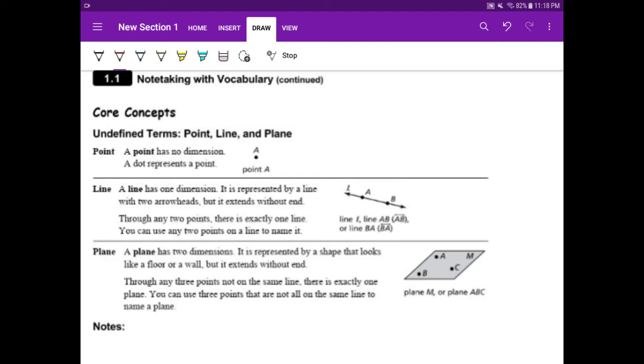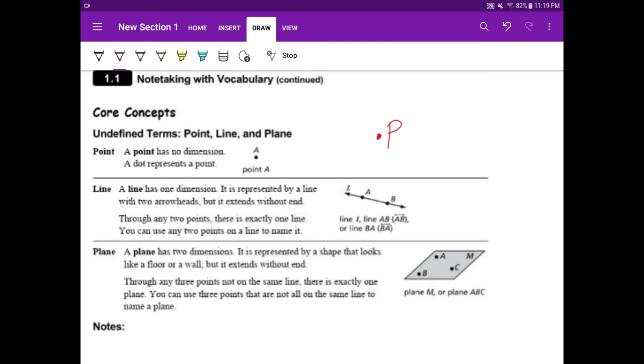Alright, we're starting here with the undefined terms of geometry. Really, these definitions are self-explanatory, so you could just pause the video and read these. I'm going to explain a little bit, but it's pretty straightforward. So when you're looking at a point, a point is represented by a dot, and then if you put a letter, this is point P. So it's pretty straightforward. Nothing else to say about that.